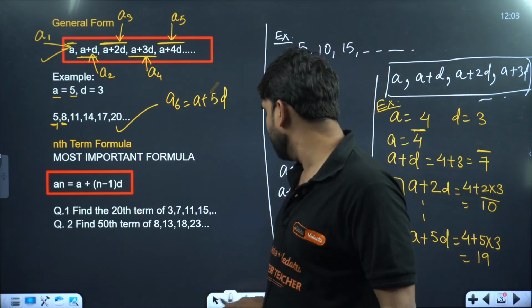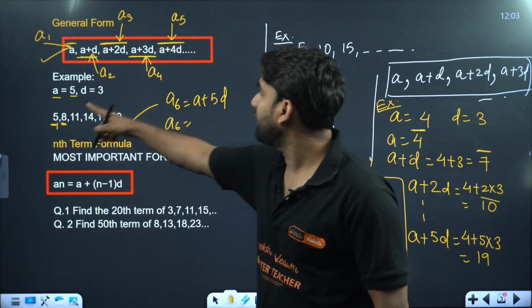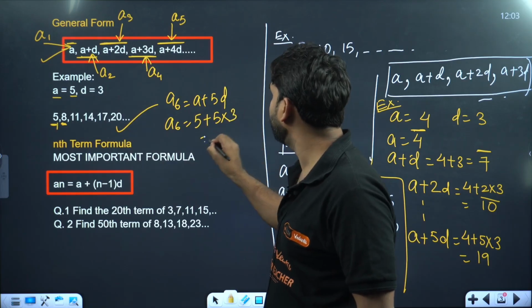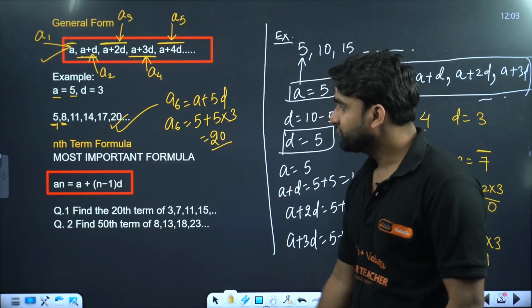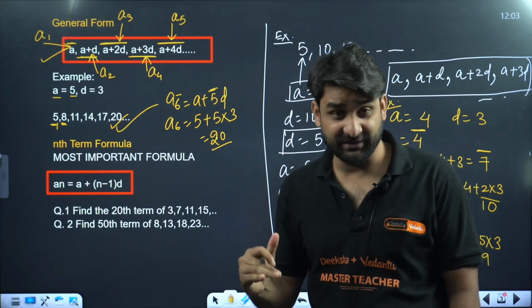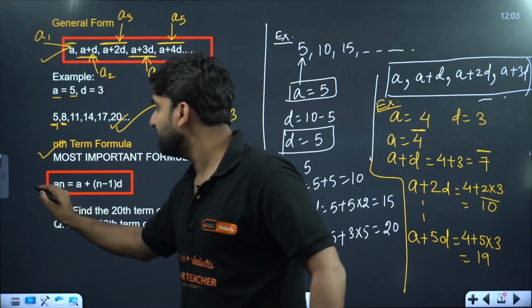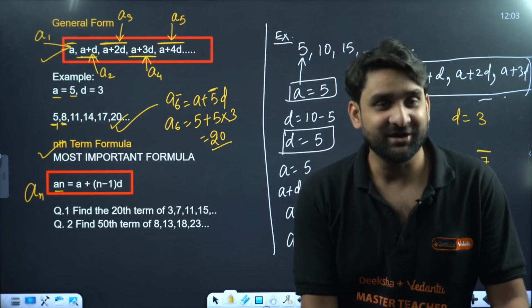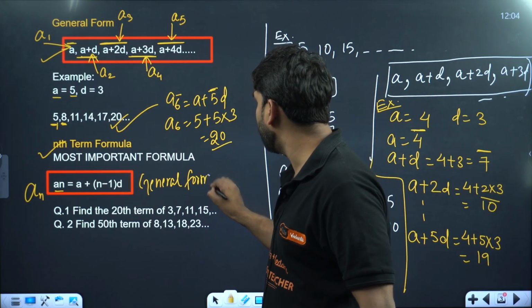So we can check the values here. Let's check it once. This is A6. A is 5, plus 5 into D, and D is 3. So 5 threes are 15, and 15 plus 5 is 20, and this is perfect. 20 is the sixth term. Correct. So my dear champion, for the sixth term we are taking D as 5, I mean one less D. For the nth term, written as A n, the formula will become A plus (n minus 1)D. This is the general form for the nth term.